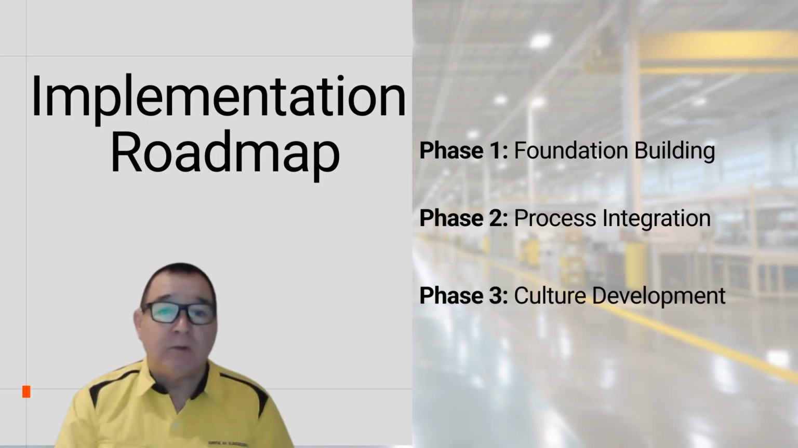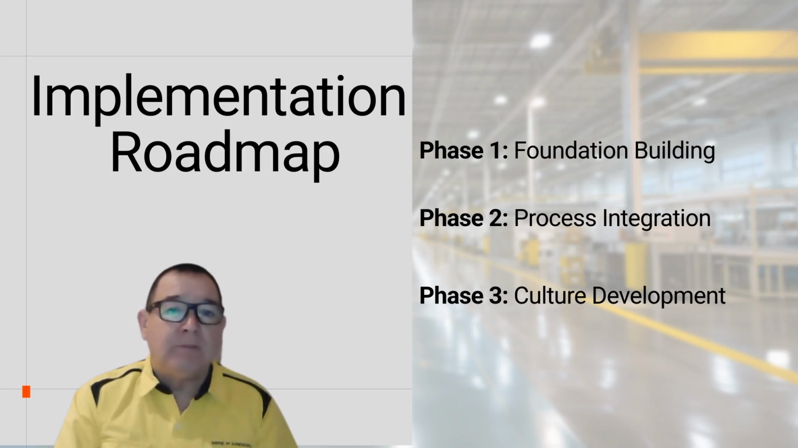Phase 3, Culture Development. Foster an organizational culture that views human error as a symptom of system weaknesses rather than personal failings. Encourage open reporting and learning from incidents.